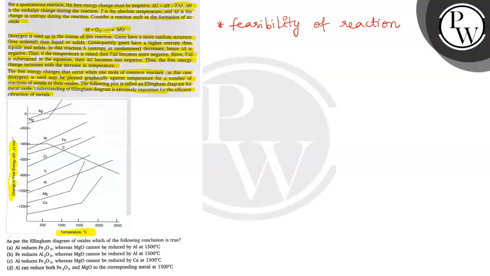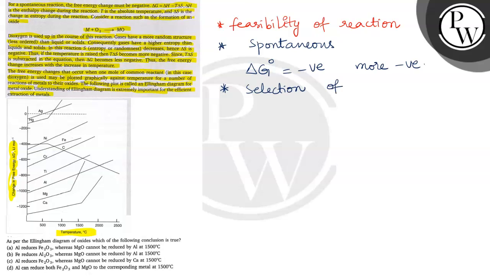Feasibility of the reaction, and it gives the spontaneity of the reaction, whether the reaction is spontaneous or not, and that can be judged depending on the delta G naught value. If it is more negative, then the reaction is more feasible and more spontaneous. And this Ellingham diagram helps us in the selection of the reducing agent.